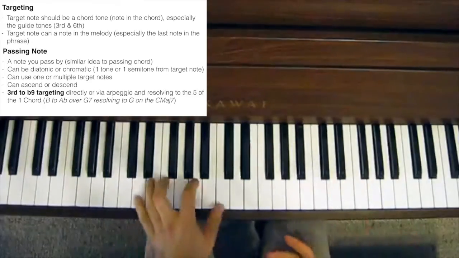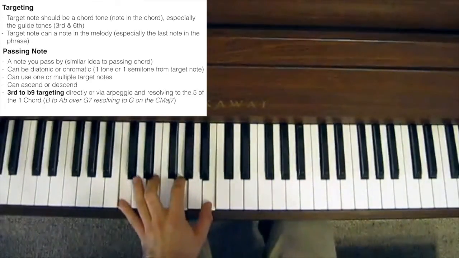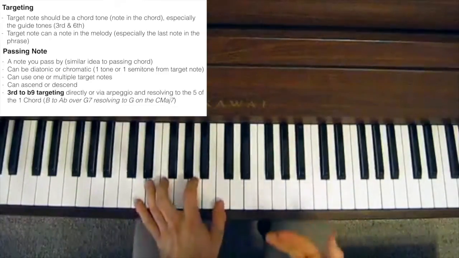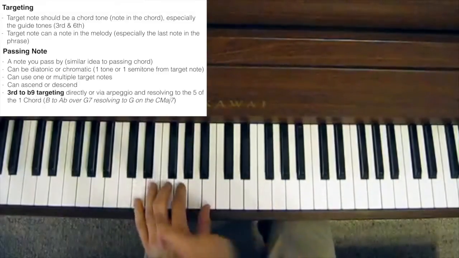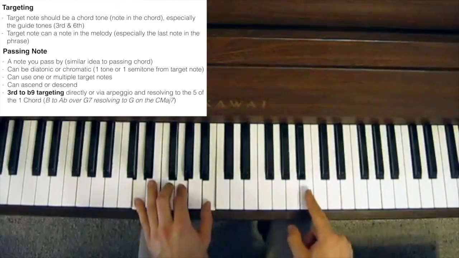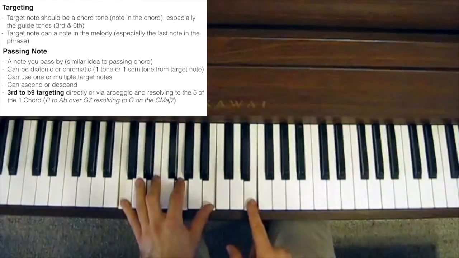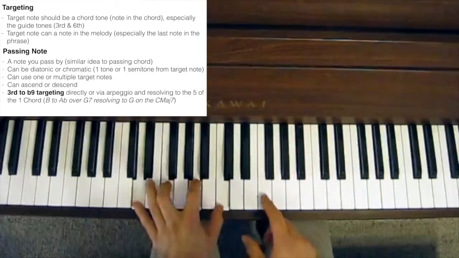So let's take a simple chord progression like a 2-5-1 in the key of C major. And let's target the third of every chord. So on the D minor 7, let's target the F. On the G 7, let's target the B. And on the C major 7, let's target the E. So playing just those target notes, it would sound something like this.